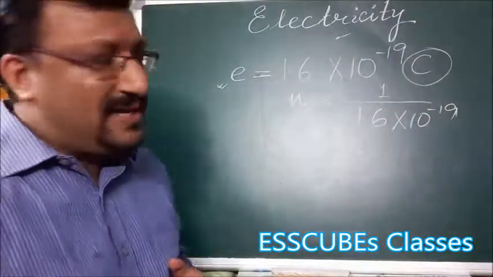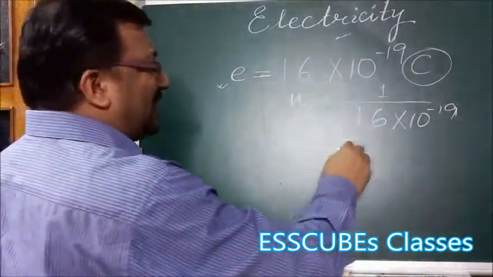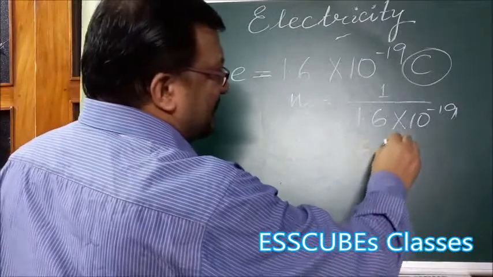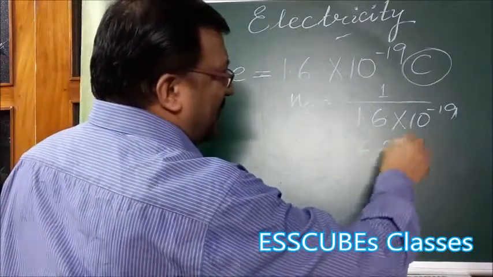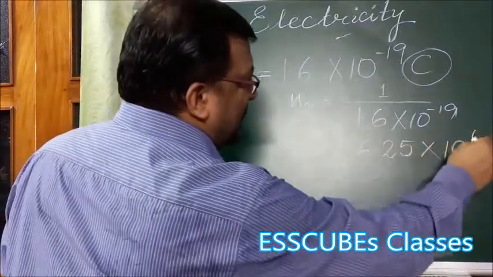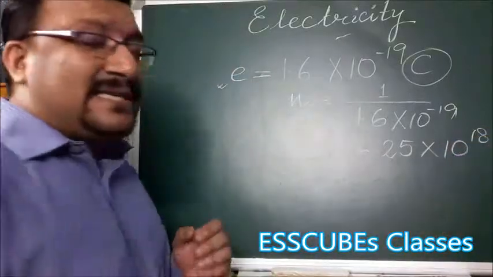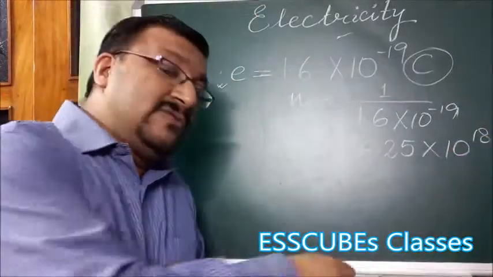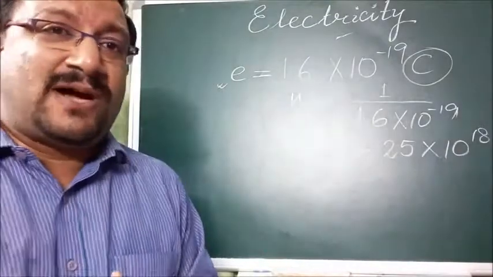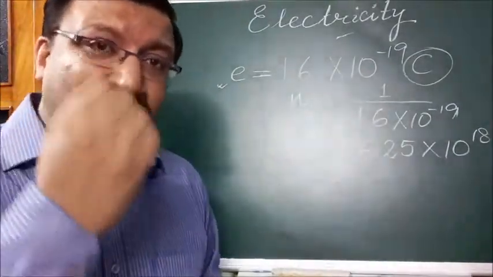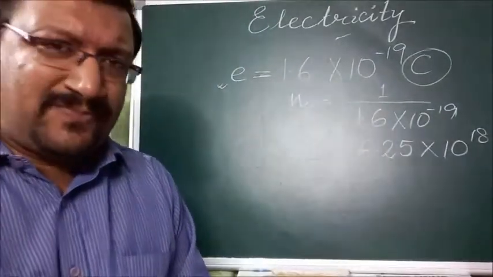And what do I find? After calculation, we find that this is nothing but 6.25 into 10 to the power 18. That means 6.25 into 10 to the power 18 charged particles make up 1 coulomb of charge.